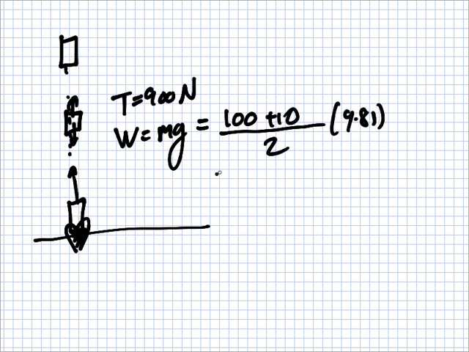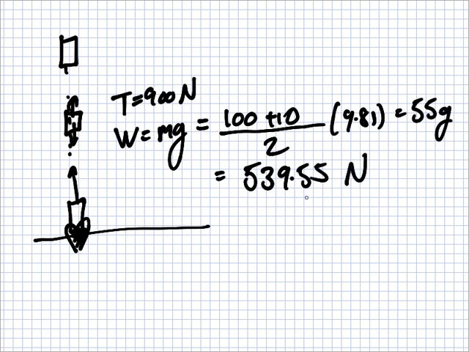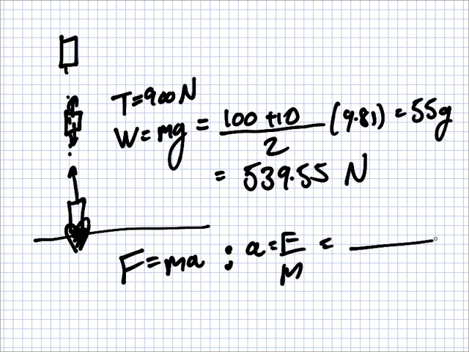So that's 55 times 9.81. What's that, please? 539.55 newtons. Okay, that's 55g. Right, so Newton said F equals ma. So a equals F over m. And there's two F's here. There's the 900 going up and the 539.55 going down.